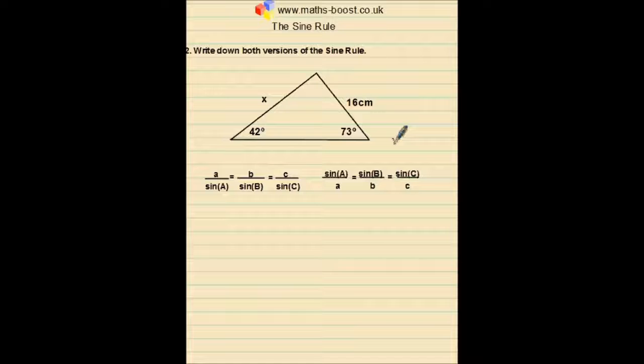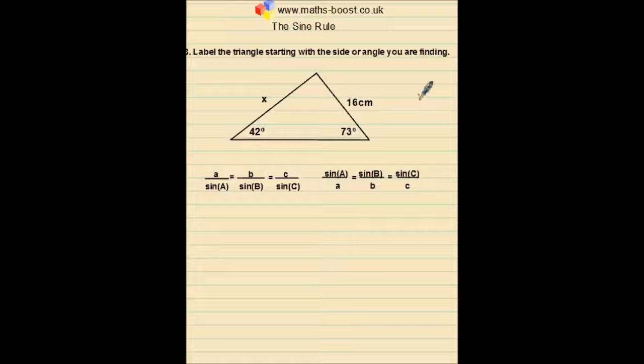So having decided it's the sine rule I'll be using for this triangle, since I have this opposite pair of information, the first step is to write down both versions of the sine rule. And it's easy to see one is just a flipped version of the other.